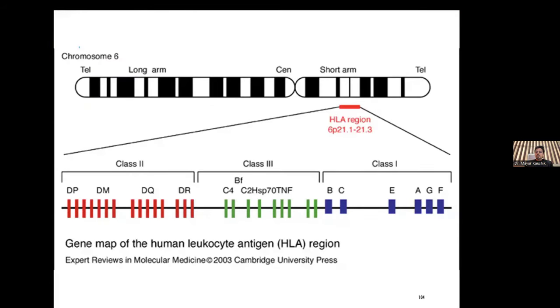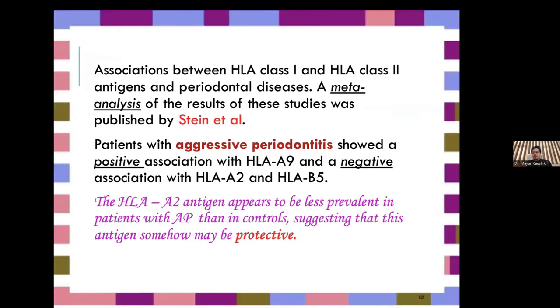This is divided into three classes. I won't be going into the details: class 1, class 2, class 3. But what you have to remember is that HLA molecules can be protective and also destructive. So this is an example where increase can be there and decrease can also be there. For example, there is a positive association with HLA-A9. If the A9 protein increases, more destruction would be there. On the other hand, if A2 and B5 increase, less destruction would be there.